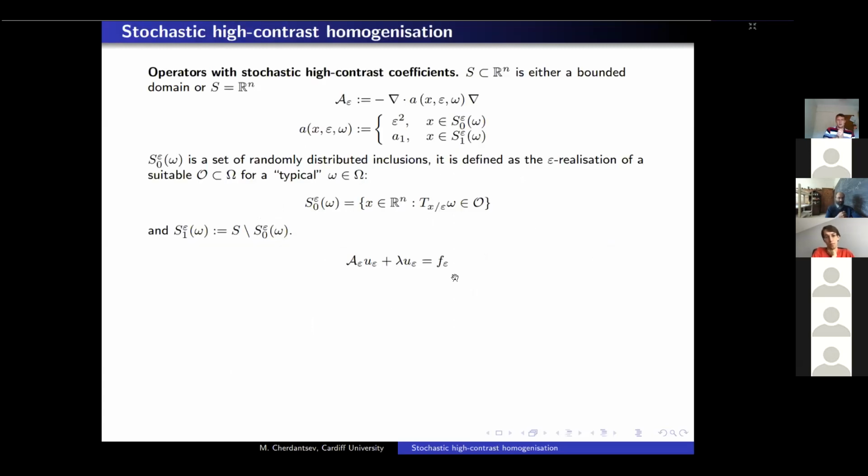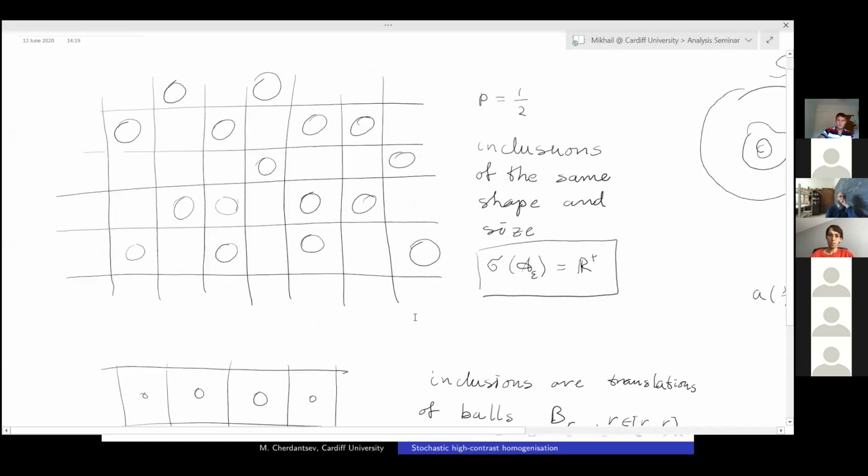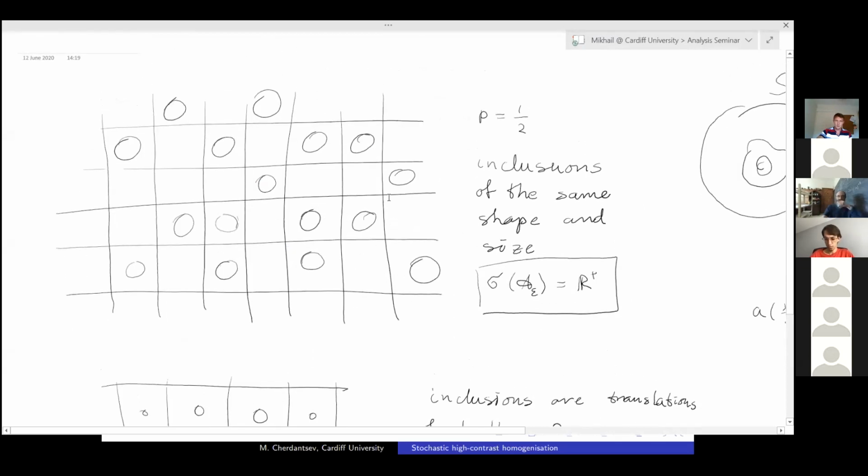Okay, so let us look at the high contrast stochastic setting. Probably I had better show a picture first. There are two model examples I want you to think about. Assume you have a periodic lattice in the whole space, with a random distribution of inclusions inside its cells. You place an inclusion in each cell with probability 1/2, and assume for simplicity that the inclusions have the same shape and size.